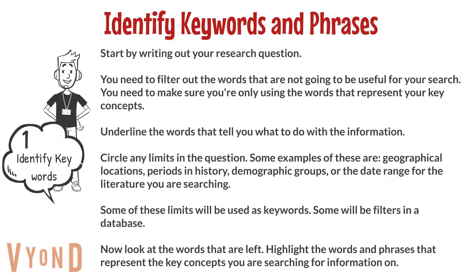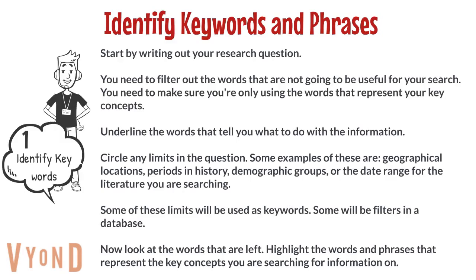Some examples of these are geographical locations, periods in history, demographic groups, or the date range for the literature you are searching. These will help you to refine your search. Some of these limits will be used in keywords, and some will be filters in a database. Now look at the words that are left. Highlight the words and phrases that represent the key concepts you are searching for information on.